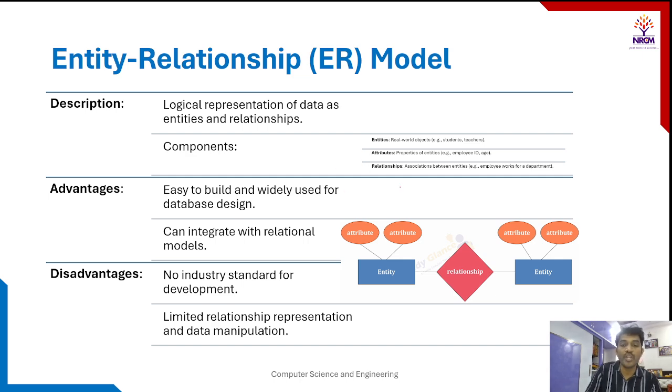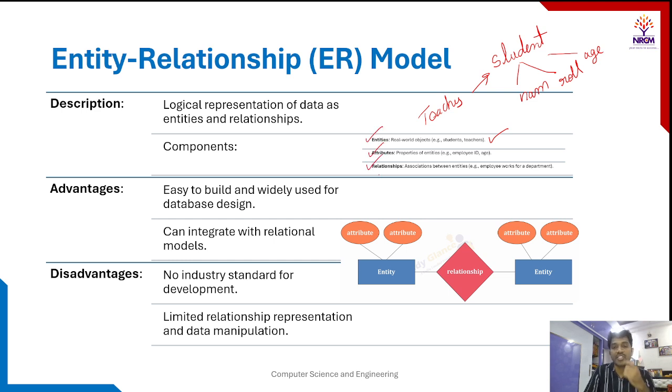data. And the components: entity, which are real world objects, like students and teachers, are called entities. And attributes are a kind of properties. For example, if you consider the student, right? Student is an entity, and what are the attributes for the student? Student has a name, a roll number and an age, right? These are called attributes. And how the students connect with the teachers is called a relationship. These are the three: entities, attributes, and relationships.